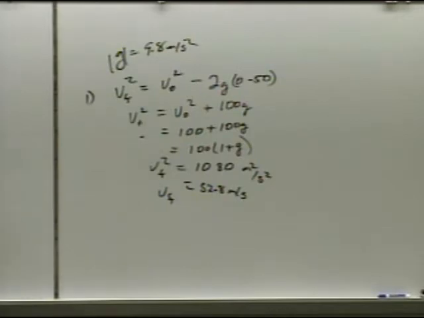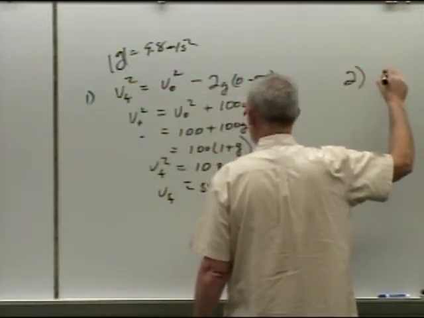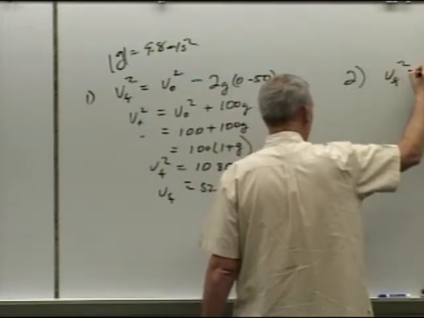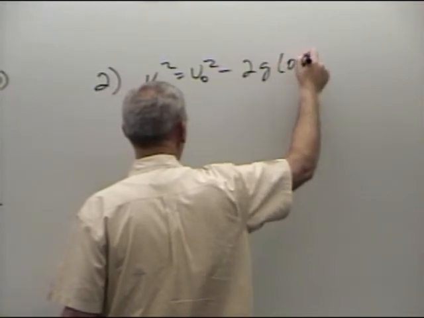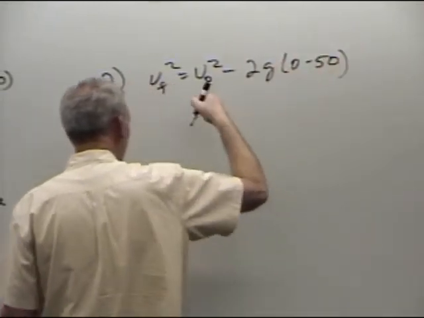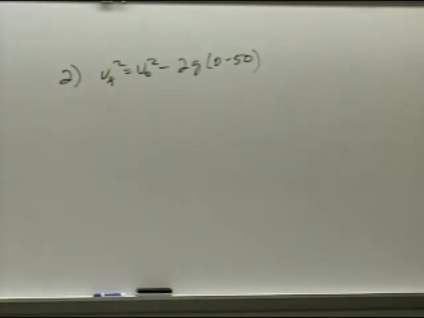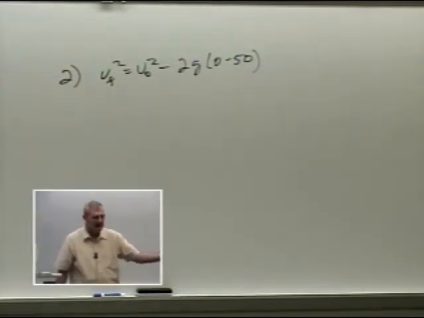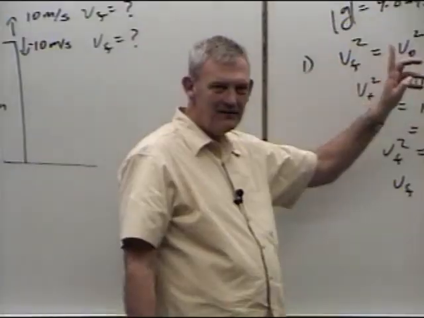Now, look at the second one we threw down. We've got vf squared equals v naught squared minus 2g times 0 minus 50. It's the same thing. But look, we're squaring this negative. What's negative 10 squared? 100, right? It's the exact same thing as this.